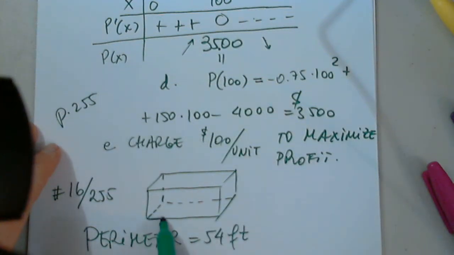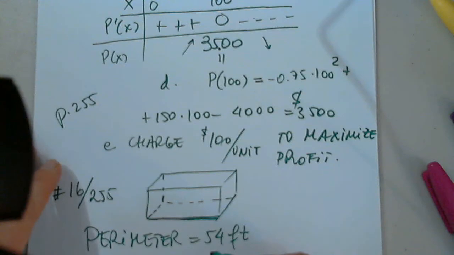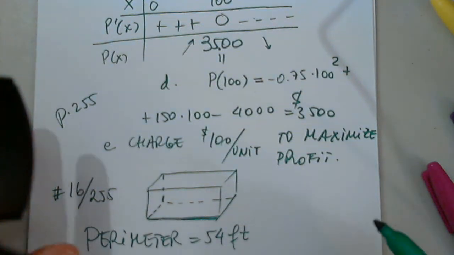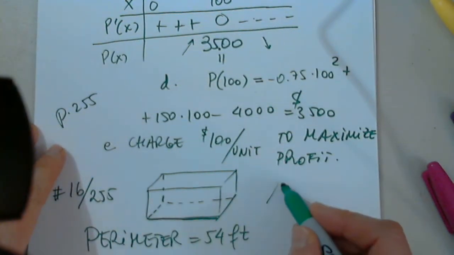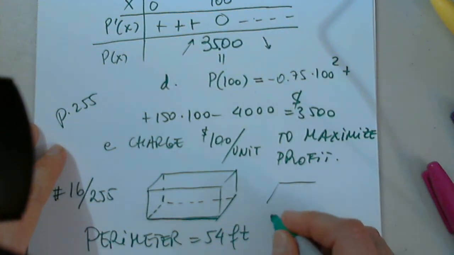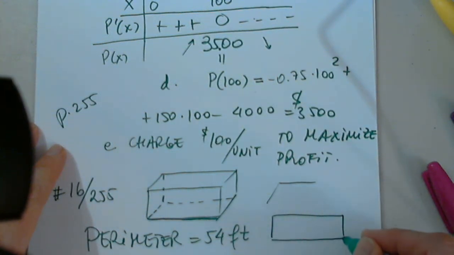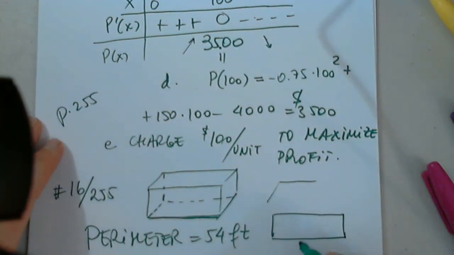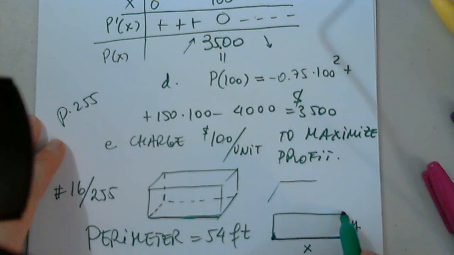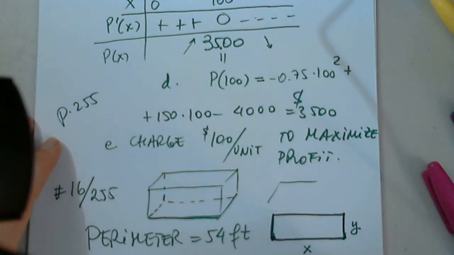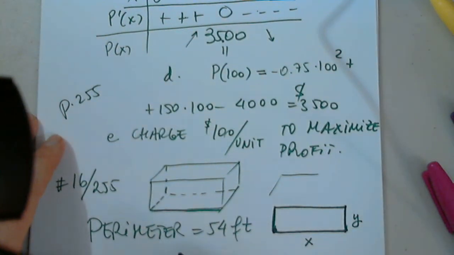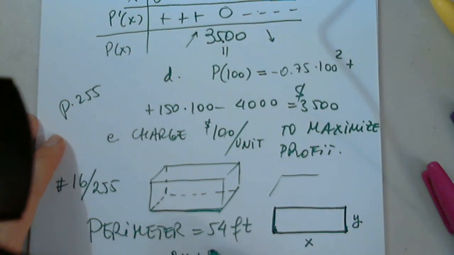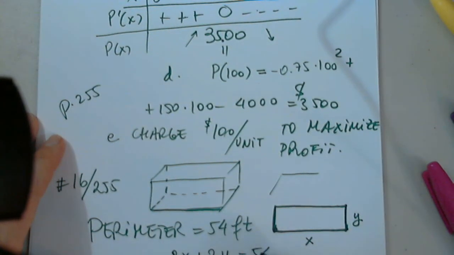They are telling us that it's a rectangular shed. Fine, so it's not a solid, it's just a rectangular shed. I was thinking of a volume situation, but okay. So this is x, this is y, and we are only given the perimeter. So we are only told that 2x plus 2y equals 54.